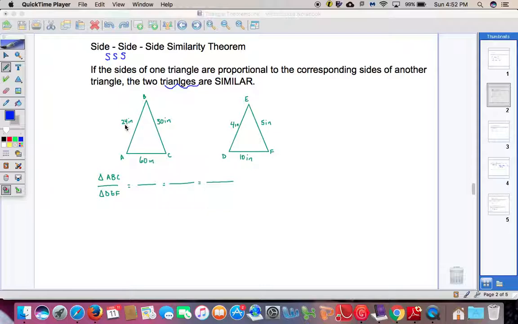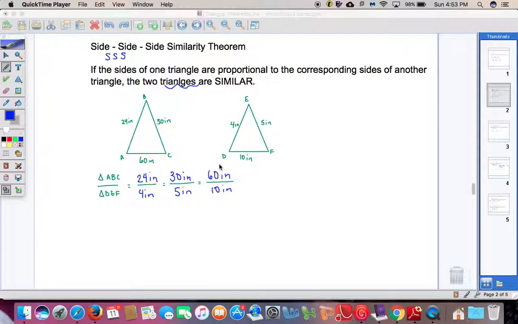So we've got our shortest side of triangle ABC is 24 inches, and my shortest side of triangle DEF would be 4 inches. Okay, and then my middle length for triangle ABC is 30 inches, and my middle length for triangle DEF is 5 inches. And then my longest side length for triangle ABC is 60 inches, and my longest side length for triangle DEF is 10 inches.